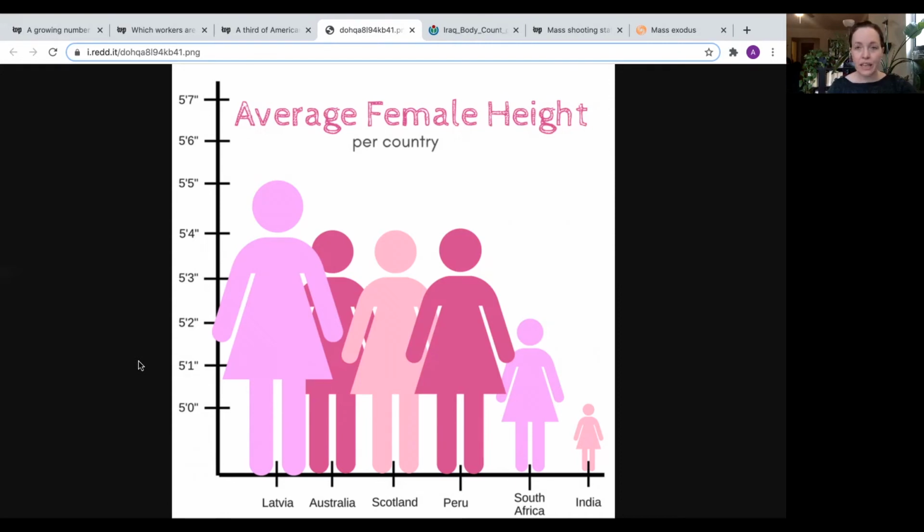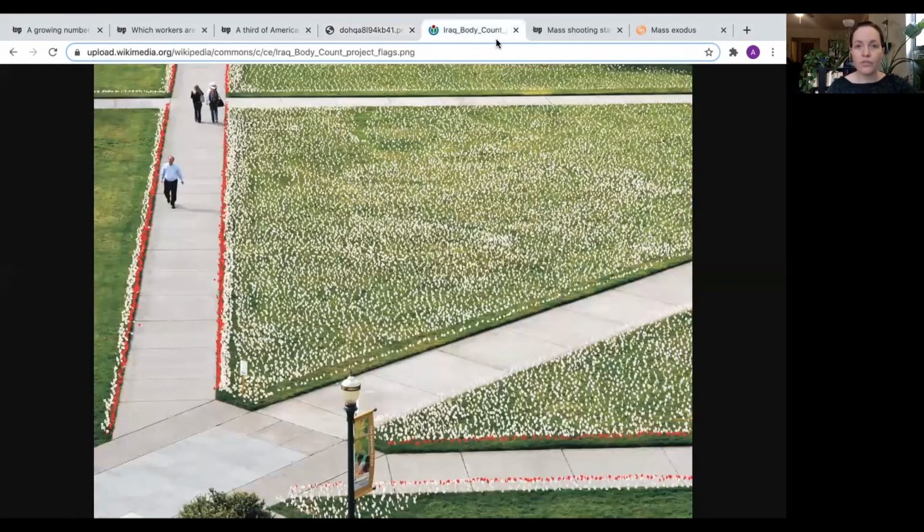Icon charts can venture pretty easily into the realm of art, and they often do. So this is a picture of the Iraq Body Count Project from Reed Parham in 2008. Each of these flags represents 5 deaths in the Iraqi war at the time of the art installation. And the red flags represent American deaths. The white flags represent Iraqi deaths.